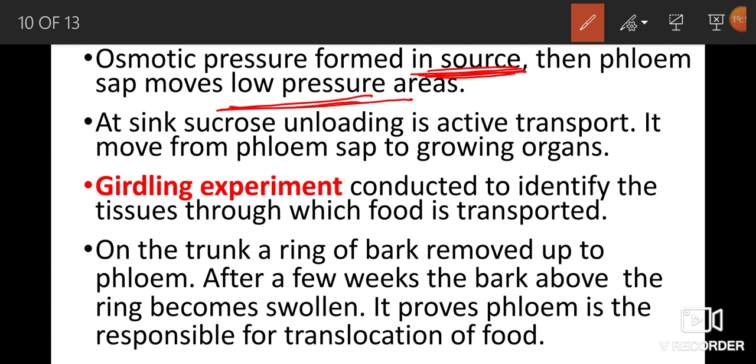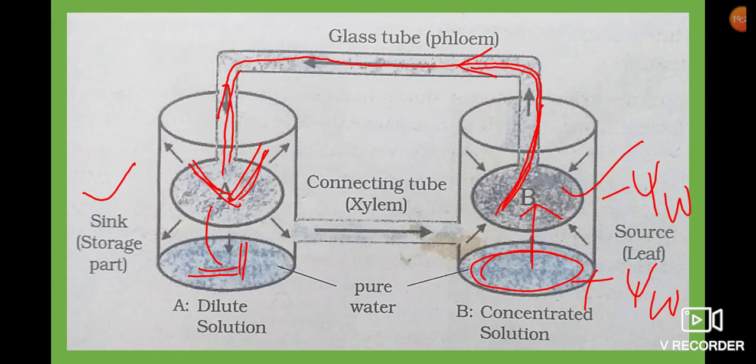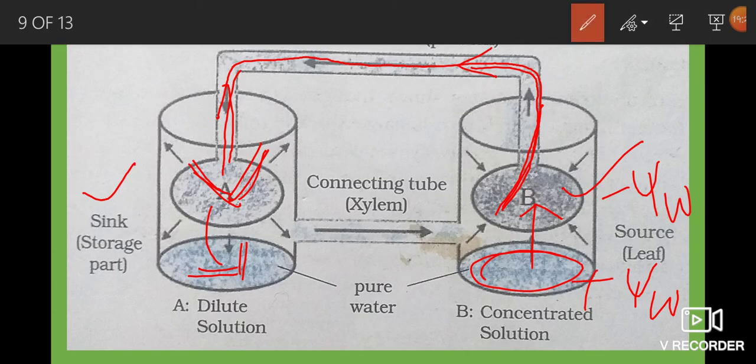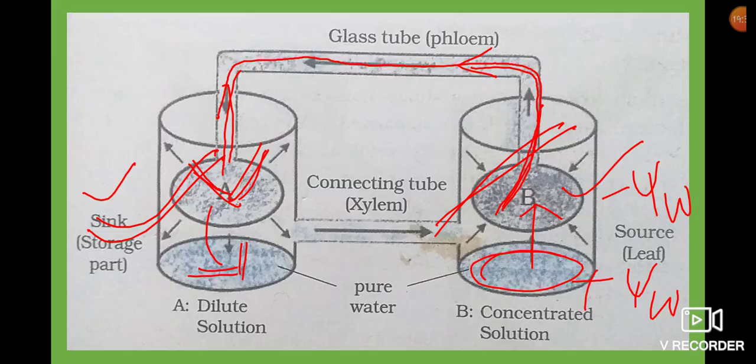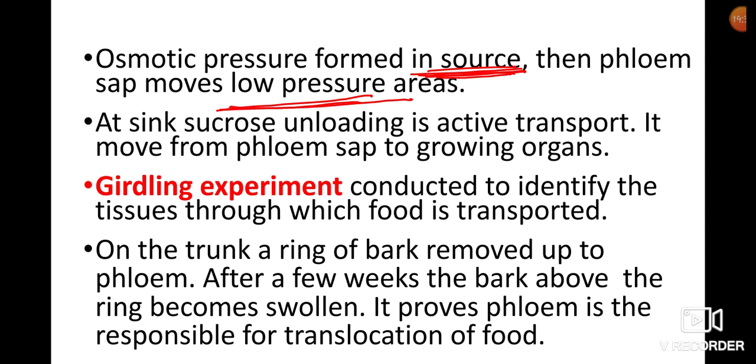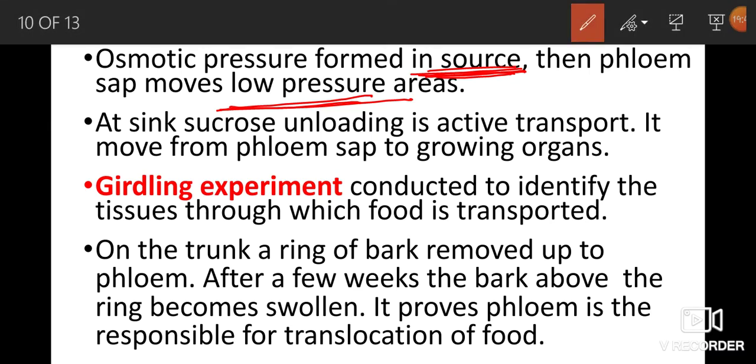At sink and source, unloading is active transport. So here is the sucrose unloading point. This is the loading point. Both are active transport. Sucrose moves from phloem sap to growing organs. So unloading of sucrose is active transport.